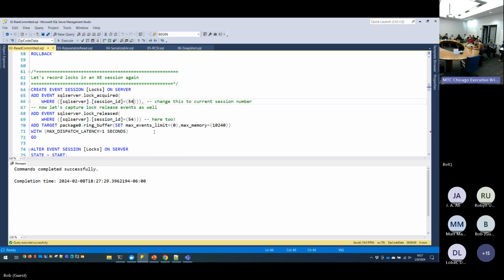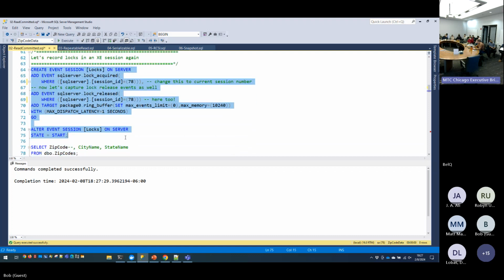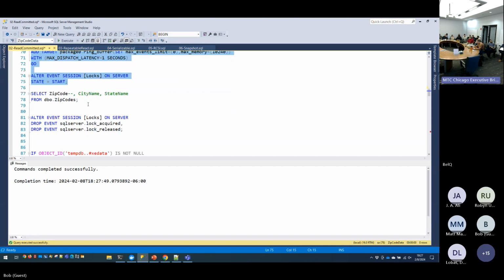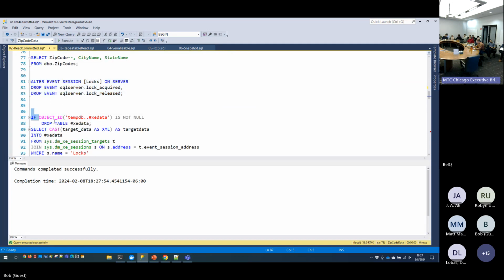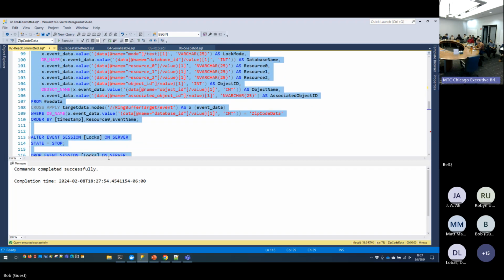So we're going to use the extended event method instead, like I did before, but we're going to monitor 2 events now. Before, we were just looking at the lock acquired event. Now we're going to look at lock released as well, so we see all the locks when they're taken and when they're released to get a better idea. We start this extended event, select our zip codes, flush our session out, and query the results.